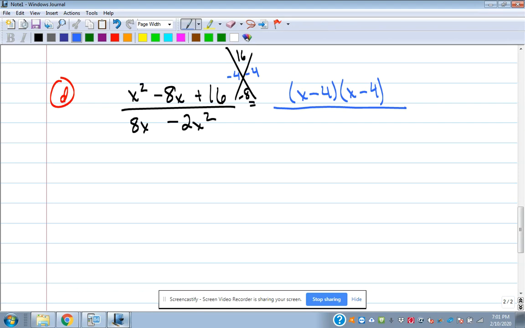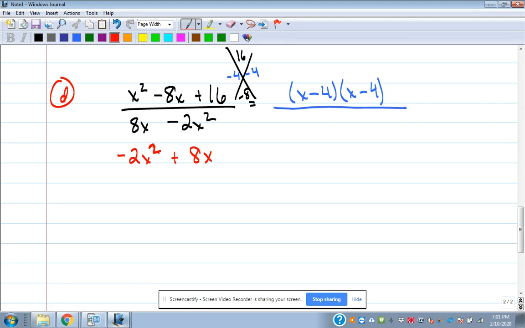And now, the denominator, what's wrong with it? Not in descending order. So let's get it in that order first. So I'm just going to rearrange it right underneath that. Put the -2x squared plus 8x. So putting it in descending order, and then what can I do to factor that?